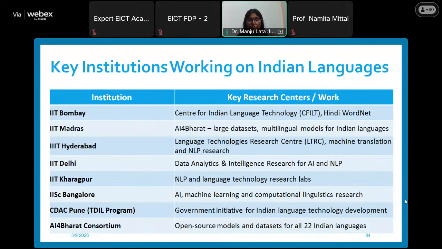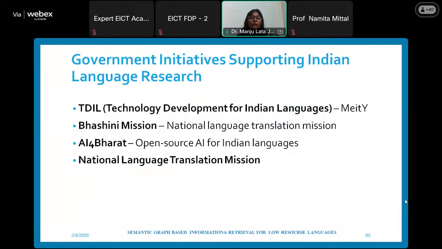The TDIL program, C-DAC is working on a government initiative, especially for Indian languages. AI for Bharat Consortium: models and data for all 22 Indian languages are available. Apart from that, some people are also working at Jadavpur University in Kolkata, and Professor Nishit Joshi is working on cross-lingual and machine translation. They are also working a lot. The team is also working for Indian languages as well.